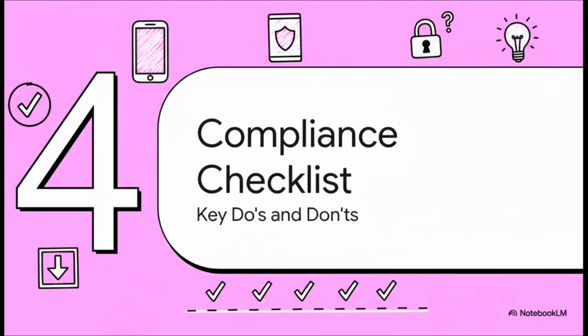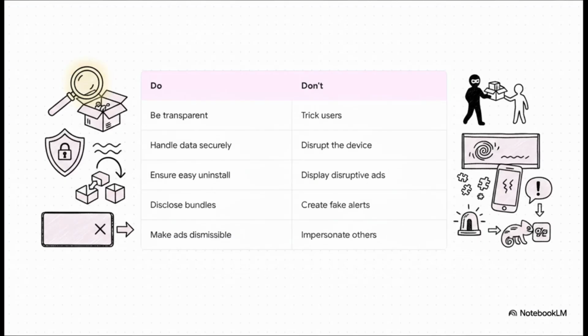Okay, we've talked a lot about what not to do. So now let's flip it around. Here's your simple checklist for getting it right, for building an app that's not just compliant, but one that users will genuinely trust and enjoy using. And honestly, this little table here pretty much sums up the whole thing. On the do side, it's all about being transparent, being secure, and giving the user control. And on the don't side, it's about avoiding tricks, disruption, and deception. If you just internalize these simple ideas, you'll be in fantastic shape.